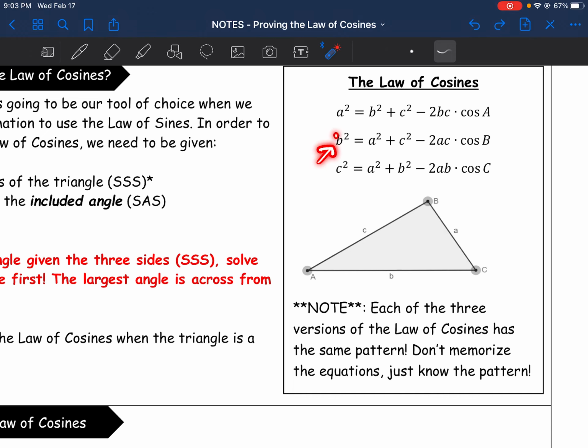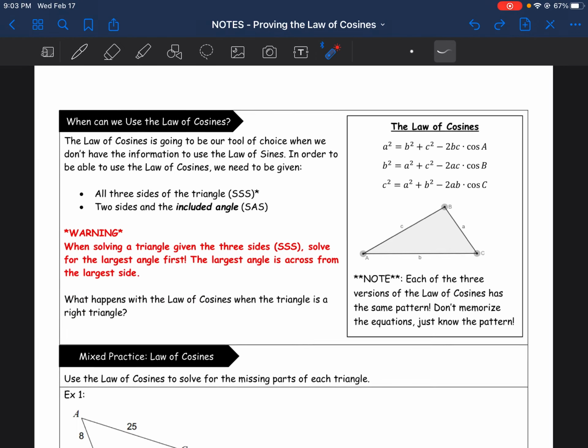Again, here's the side that's isolated, B, and you see that B is the angle. A and C, we see A and C here. Even in this version, this side is by itself on the left, that's the angle right here. The other two sides, A and B, are getting multiplied right there. So if you can just remember the pattern, then you don't need to memorize the equations, just know the pattern and the equation will follow.